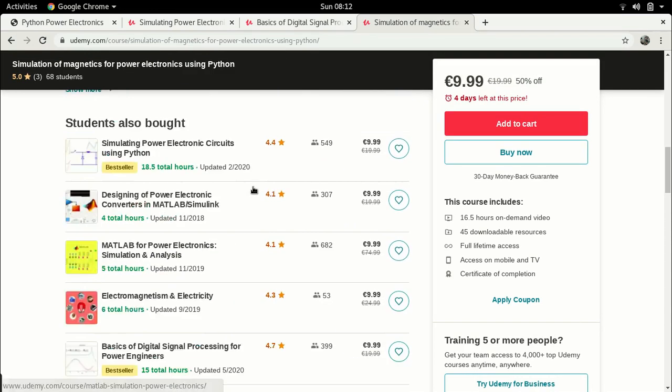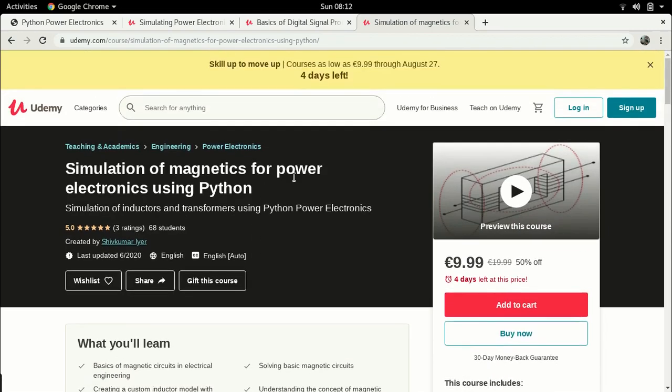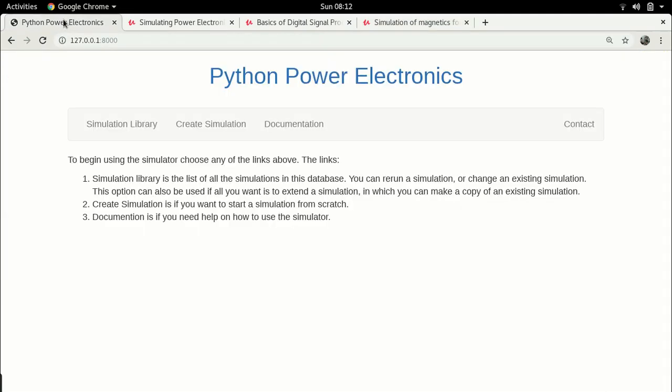And in this course, or rather in the next part of the DC-DC video series, I'll be using some part of this course where I simulated transformers. So I will be using this simulation of transformers in the next part of my DC-DC video series. So coming back to the lecture.